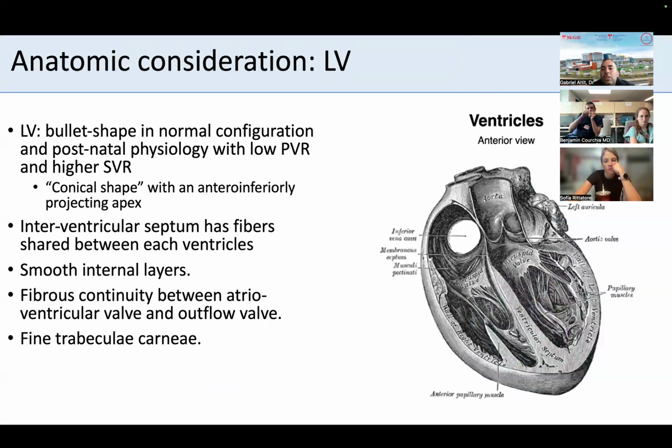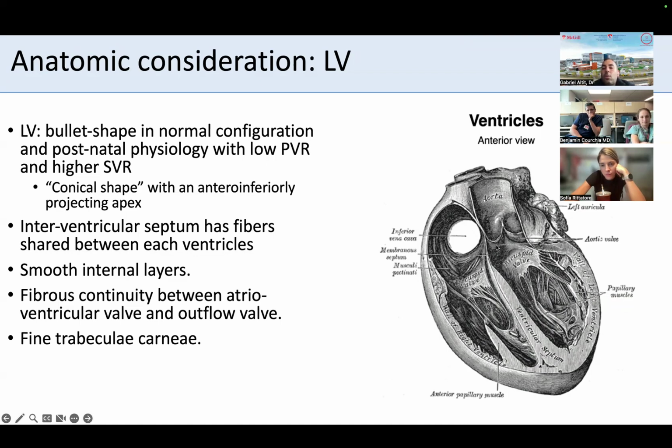So anatomic consideration, the LV and the RV don't have the same shape. We reviewed this a few times already, but it has more of this bullet or conical shape in most of the patients. It has a very smooth septal surface on the LV side compared to the RV side, which is much more trabeculated. It has very fine trabeculation at the apical level compared to the RV, which is much more coarse in terms of its trabeculation. You see that the mitral valve here, which is in the background, is bicuspid, and that its attachment goes to papillary muscles that are never attached to the septum.